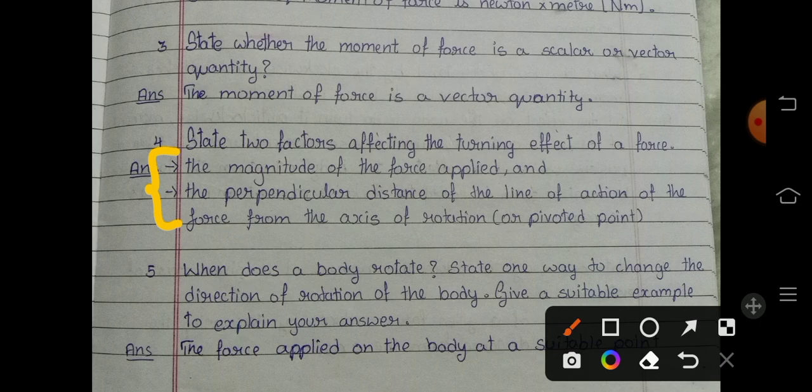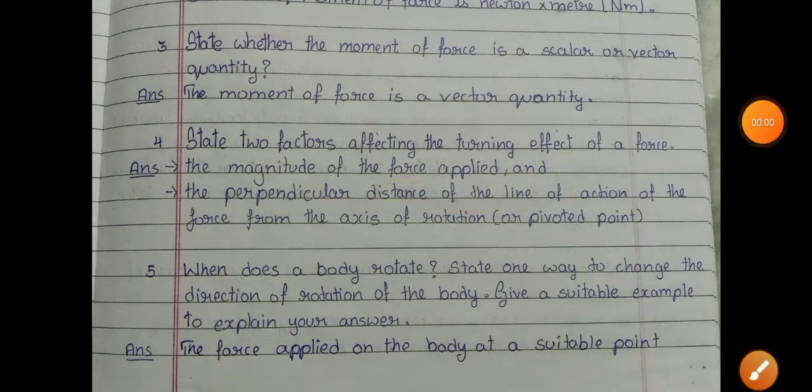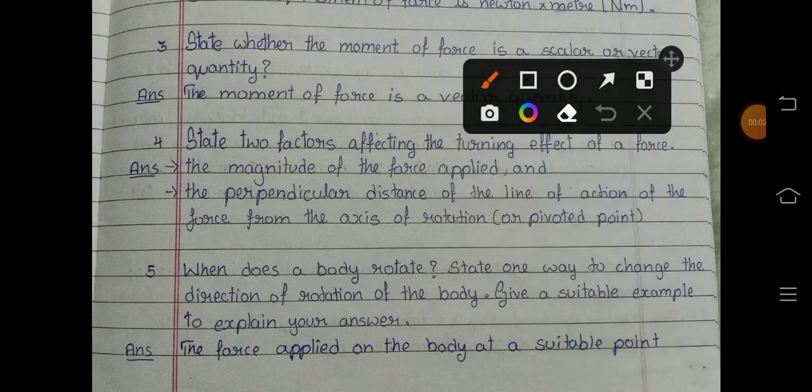The first factor on which the turning effect depends is the magnitude of the force. How much force is applied, the turning effect will depend on that. The next is the perpendicular distance of the line of action of the force from the axis of rotation. So again the turning effect directly depends on this distance. Why it depends on the distance we will understand in the next questions. It is very easy to remember. You can remember these factors or that definition, and you can write either for both questions. Fifth question: when does a body rotate?